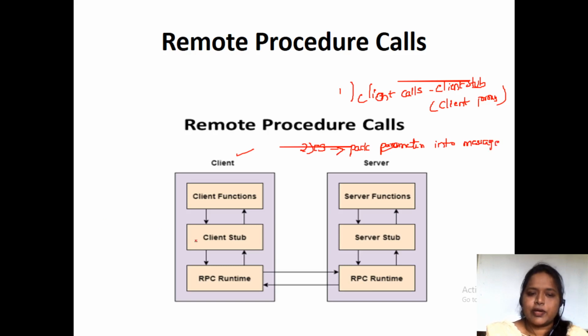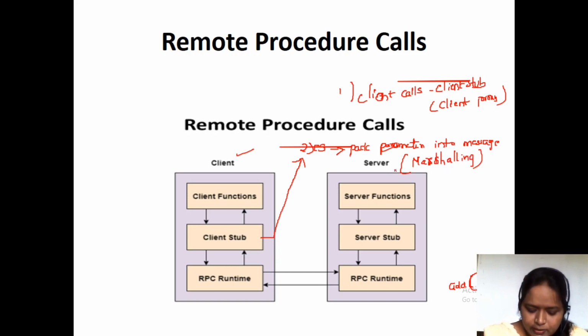So this client stub is the one which is going to pack the parameters. Suppose you give add 3 comma 5. These 3 comma 5 are the parameters. So the client stub will pack the parameters into a message. Packing the parameters into a message, that method we call marshalling.